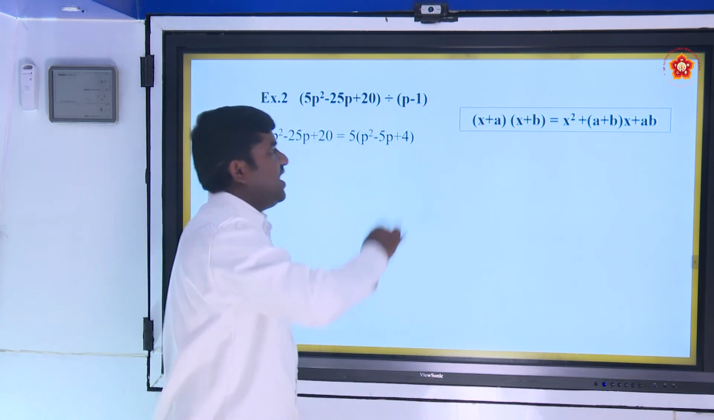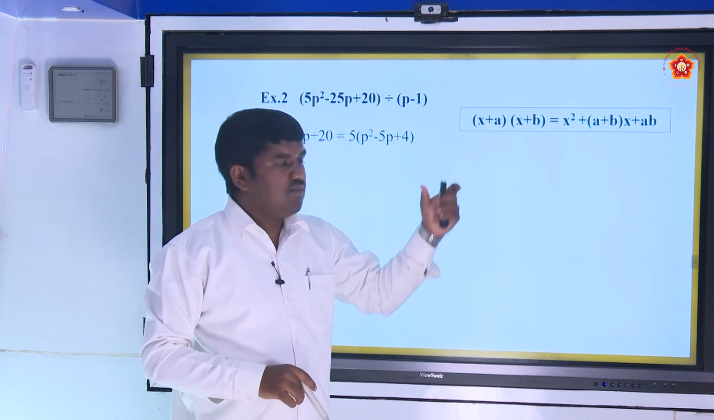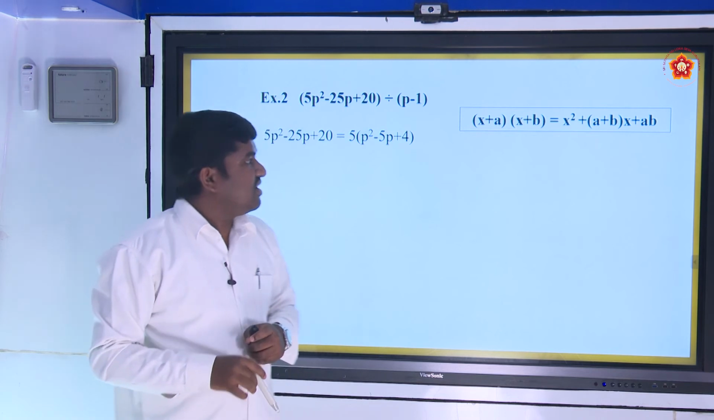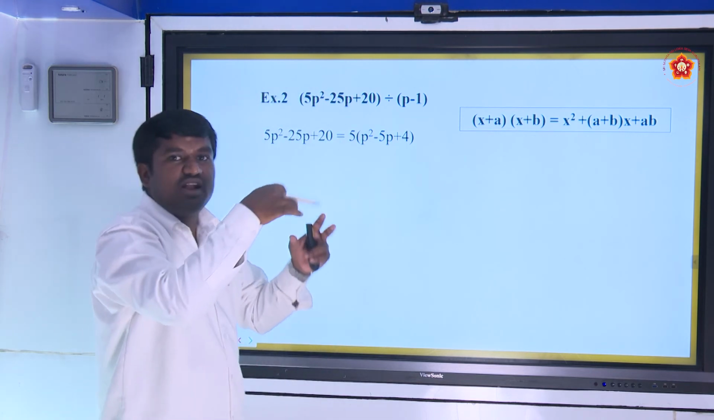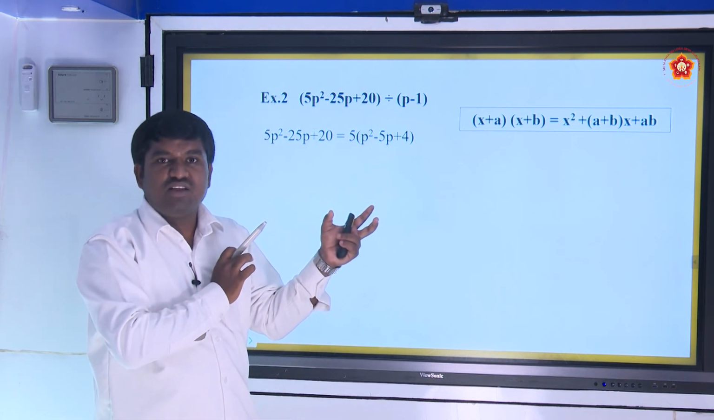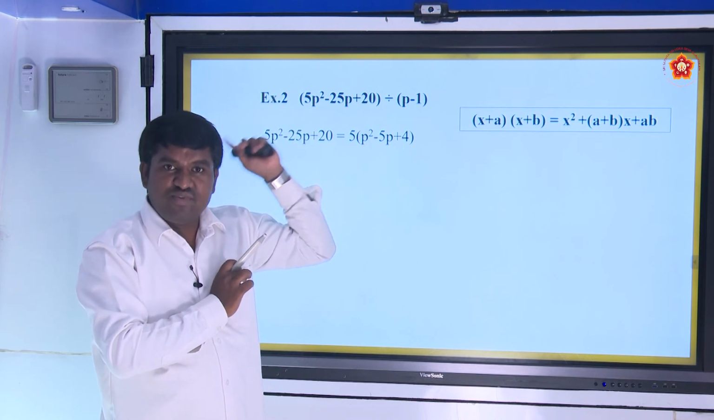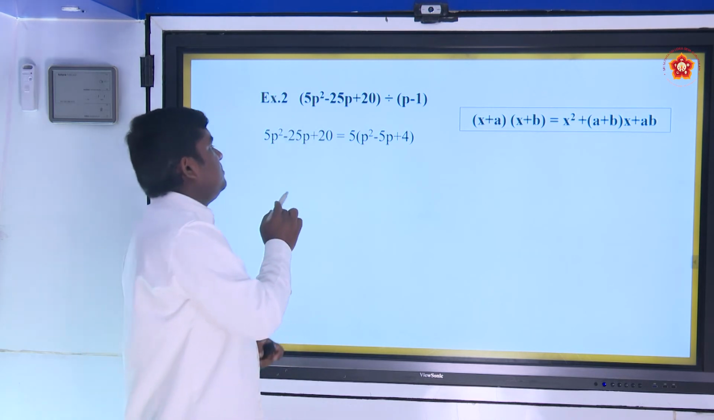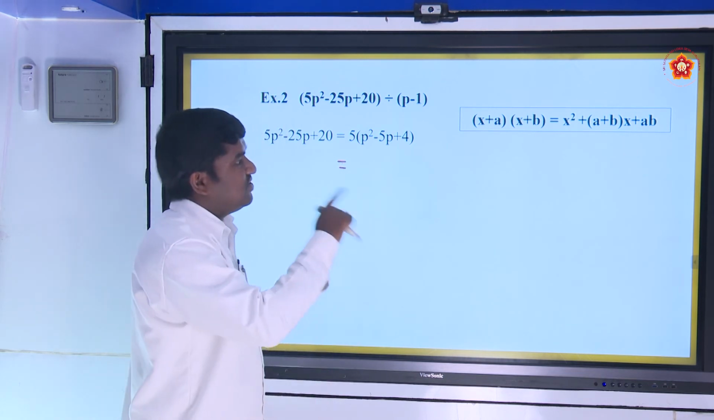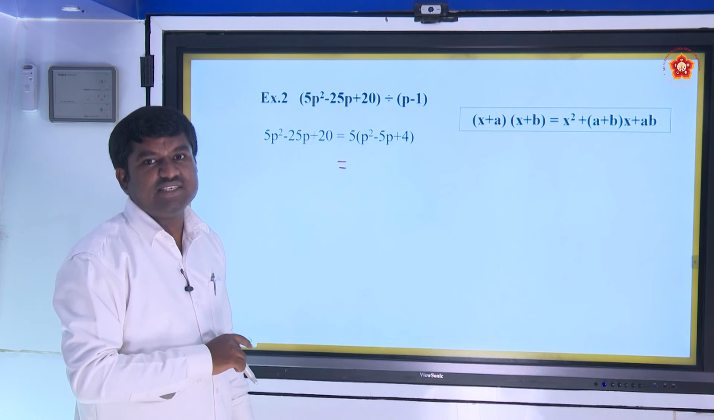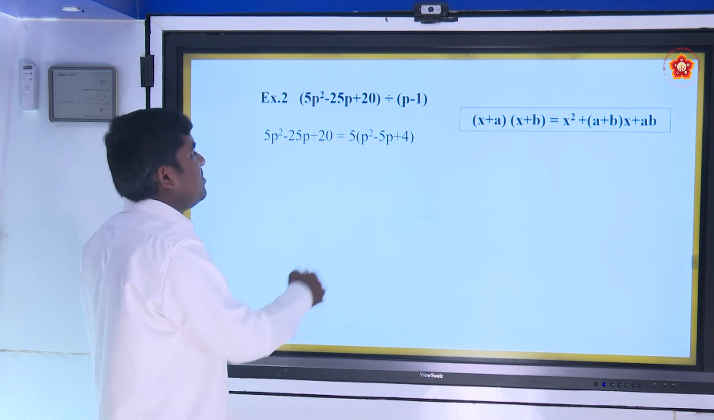Yes, (x plus a) into (x plus b) is equal to x square plus (a plus b) into x plus ab. Sir, is this formula applicable for terms where the first and last terms are perfect squares, for that also? Yes, it is applicable for that also. Observe here, in the place of x square, what is there?